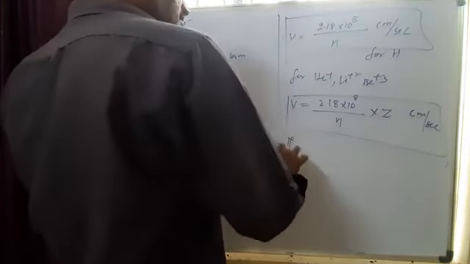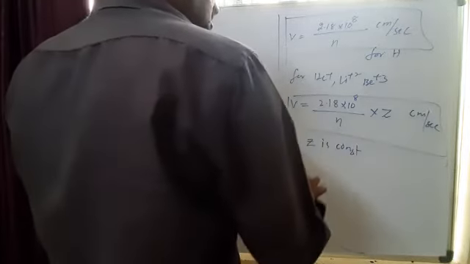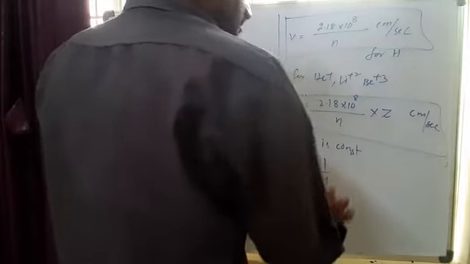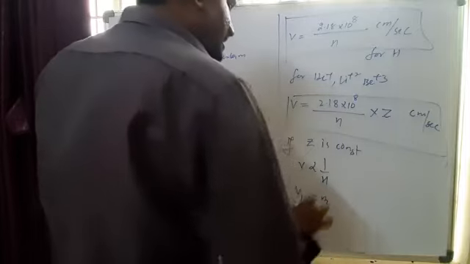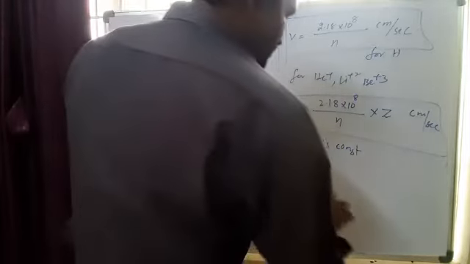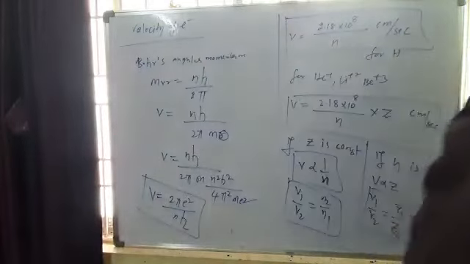Here, if Z, the atomic number, is constant, then V is inversely proportional to n, so V1 by V2 equals n2 by n1, where n is the orbit number. These are used for solving problems. Similarly, if n is constant, then V is directly proportional to Z, so V1 by V2 equals Z1 by Z2.